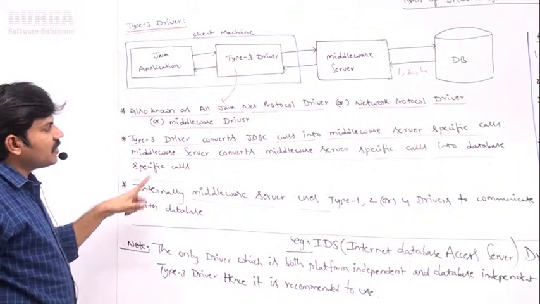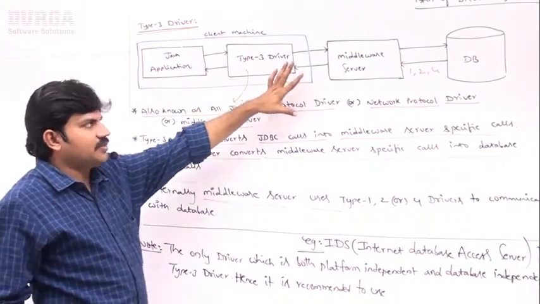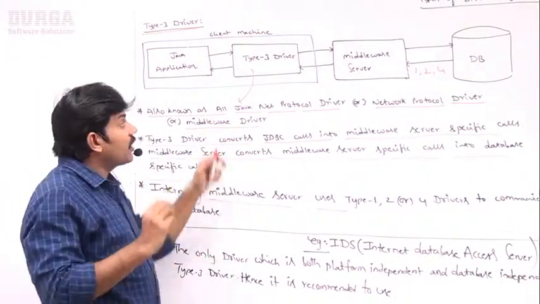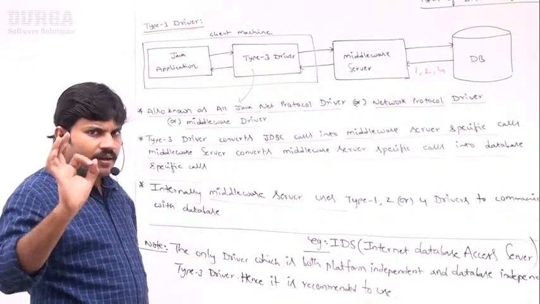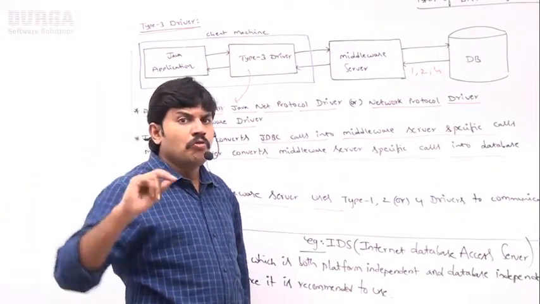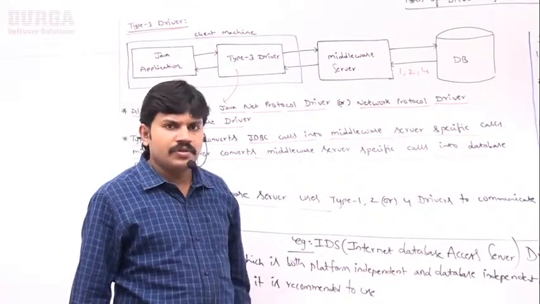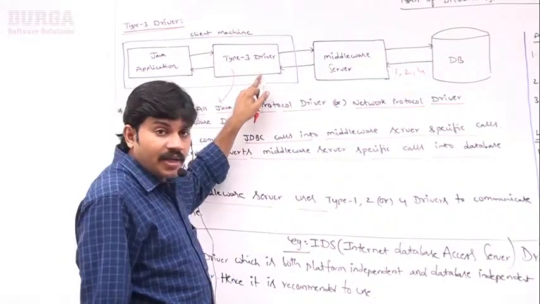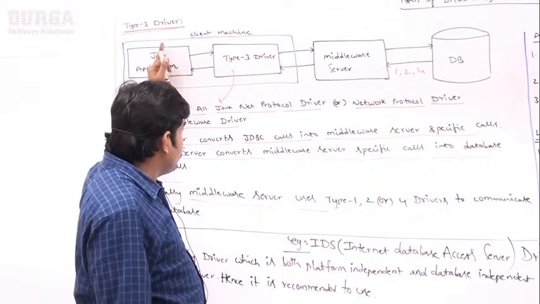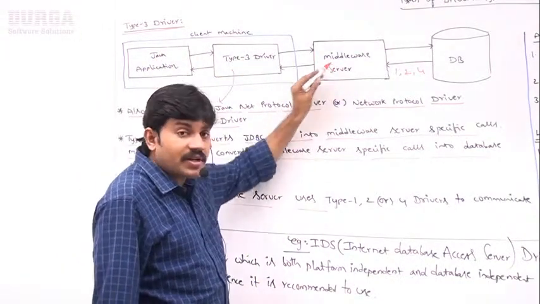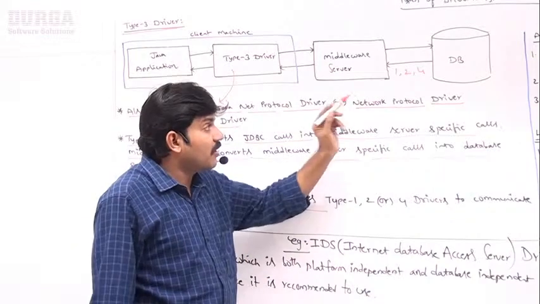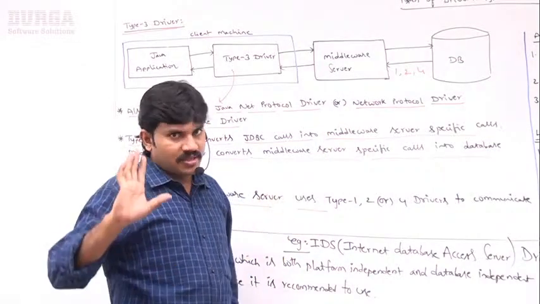Next, this is just the architecture of the type 3 driver. It is very simple. The type 3 driver internally depends on a middleware server, which takes care of communication with the database. The type 3 driver converts JDBC calls into middleware server specific calls, and the middleware server converts those into database specific calls. Clear for all of you, right?